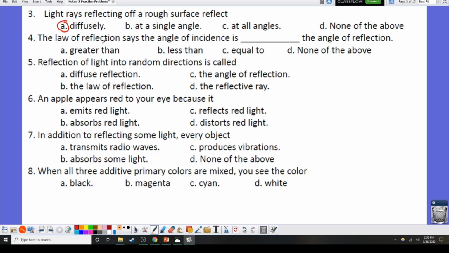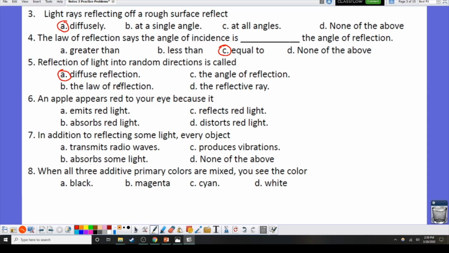Number 4, the law of reflection says that the angle of incidence is blank to the angle of reflection. Again, we covered this in practice problem number 1. Is it greater than, less than, equal to, or none of the above? The answer, of course, is equal to. Number 5, reflection of light into random directions is called diffuse reflection, the law of reflection, the angle of reflection, or the reflective ray. If it's going in random directions, again, we covered this in practice problem number 2, that's going to be a diffuse reflection.